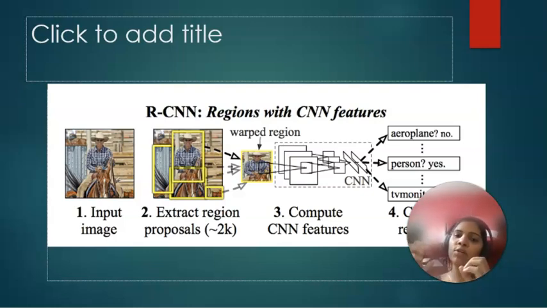It will classify whether it is an aeroplane: no or yes. Here in detection, is an aeroplane there? No. Is a person there? Yes. Is a TV monitor there? No. Likewise it will be classified. So it will happen in all the regions.